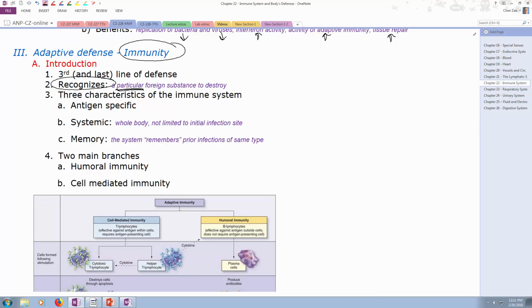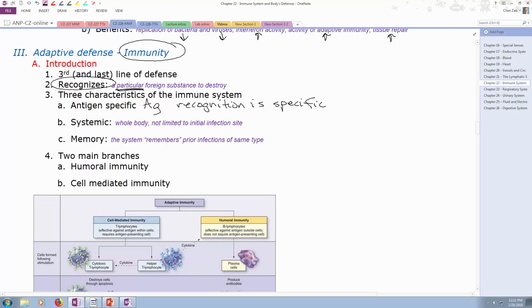The characteristics of this recognition aspect is antigen specific. So antigen is going to be abbreviated AG for antigen. And recognition is specific, and we'll get into the specific aspect in just a moment.